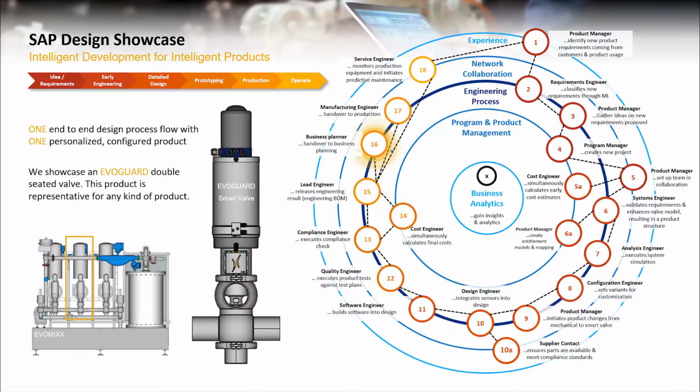In Step 16, the business planner will gain insights on the demand pattern, the impact on the capacity situation, and the financial impact of this product introduction when the smart valve is integrated into the business plan.